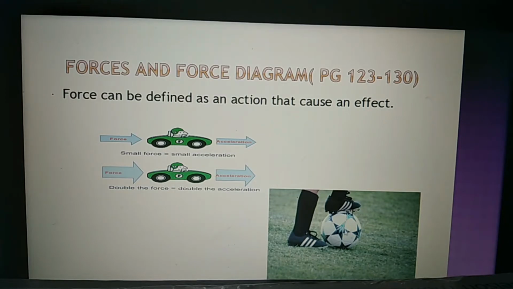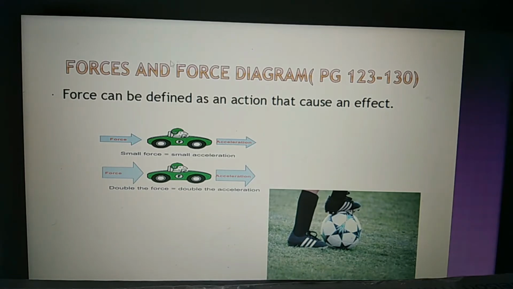Look at this picture. We have a football. The moment the footballer kicks this football, what happens? It's going to change position. It's going to move. So the force is the kick, and the effect is movement. So we said force can be defined as an action that causes an effect. If you throw it up, it's an action. What's the effect? It's going to go up. If you're riding your bicycle, you apply force on your bicycle, and the effect is that your bicycle has to move.